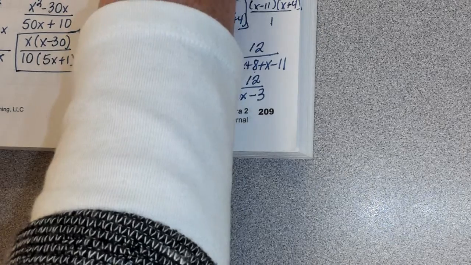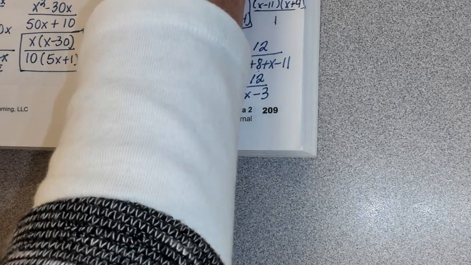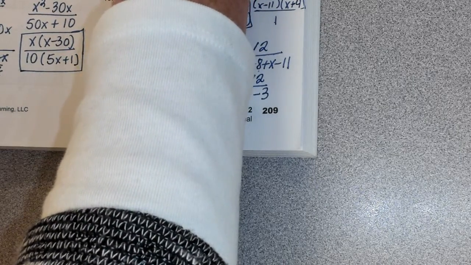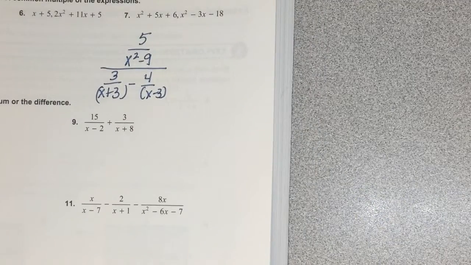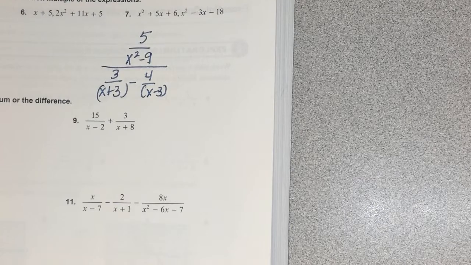Let's do 5 over x squared minus 9 all over 3 over x plus 3 minus 4 over x minus 3. Oops, couldn't see it. There it is. So see if you can figure that out.